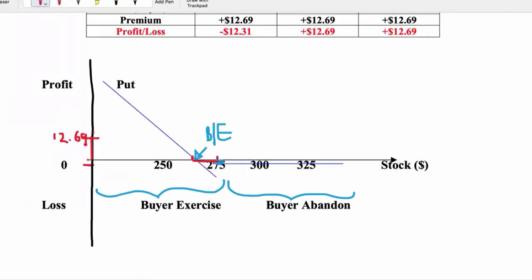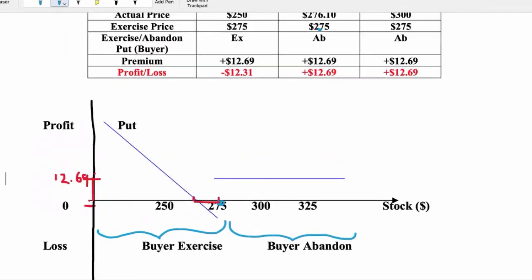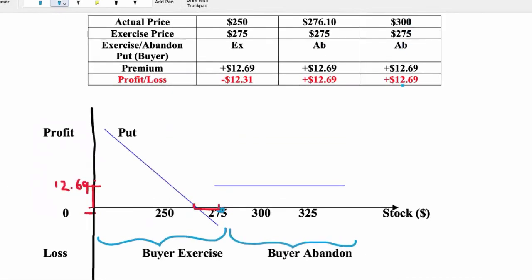This is our $12.69, so that's positive. That's money we're receiving. Because the buyer will abandon at those higher prices, you don't receive any extra income. All you do is keep your premium. So I'm just going to bring that line up here. That corresponds to the $12.69 we just see there at the bottom of the table. So you have a limited gain when the stock price is greater than the strike. That's why it flatlines. And then when it comes to this line, as I said, it's a mirror image, you start losing your money to the buyer.